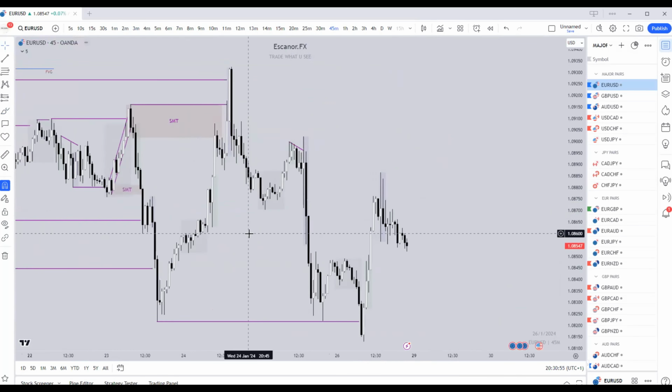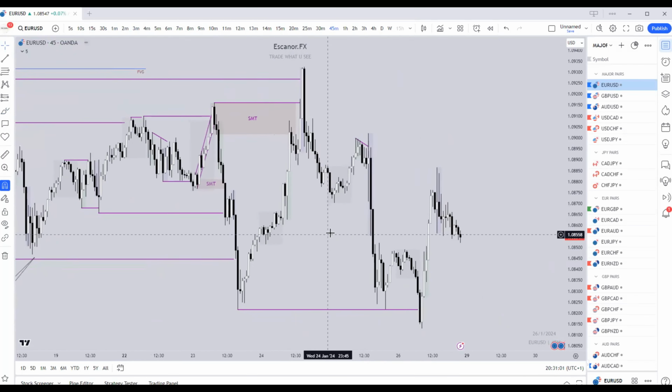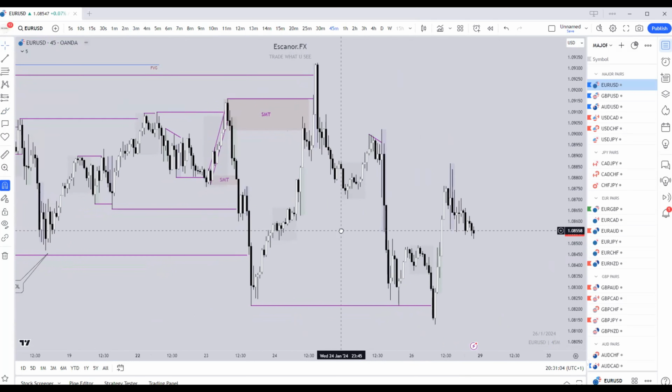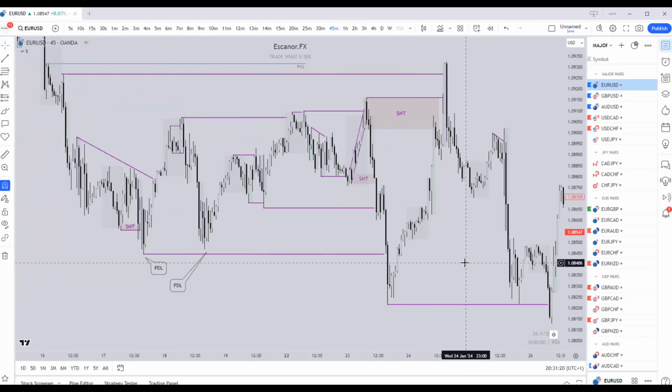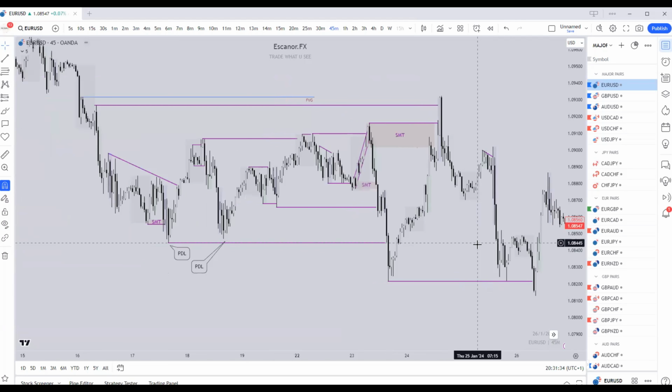So now we know where we're gonna look for inducement. Another note: inducement happens most of the time at specific times. What is the time window that you need to check? You need to look during the London session open, during the kill zones, during the New York open. So you need to keep your eye on those specific times.